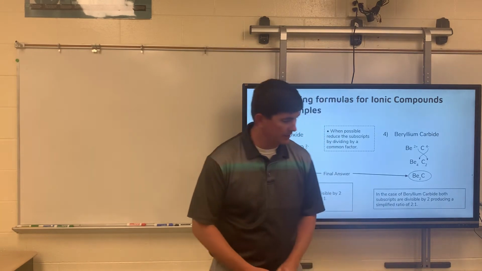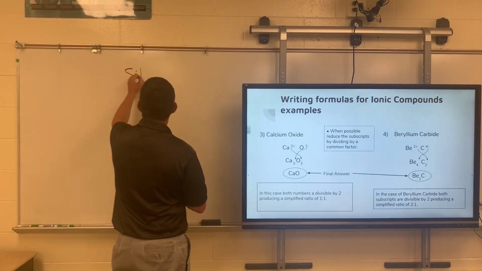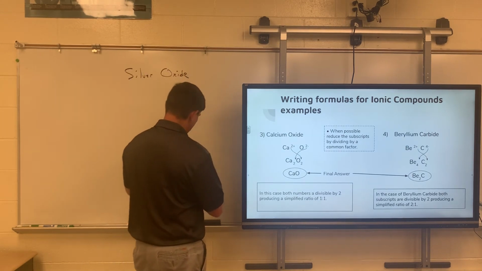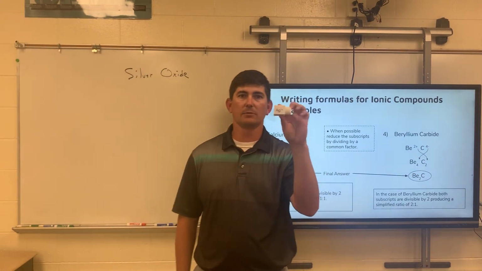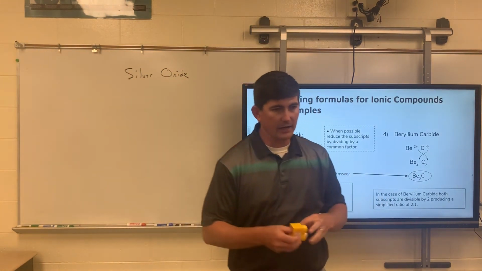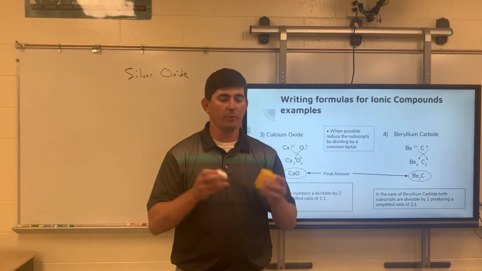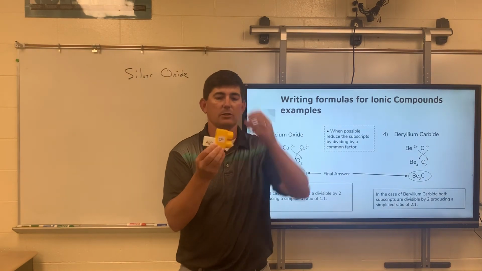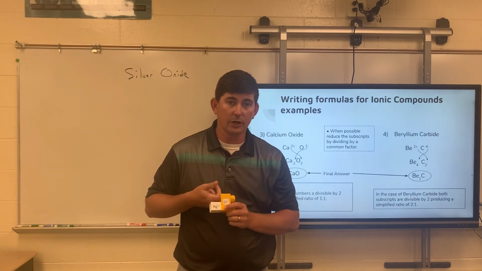If we take silver oxide, silver is a +1, but oxygen is a -2, right? So if I put these guys together here, then obviously this doesn't work. These guys aren't happy. There's an empty hole here. This oxygen needs another silver in order to make it happy, okay?